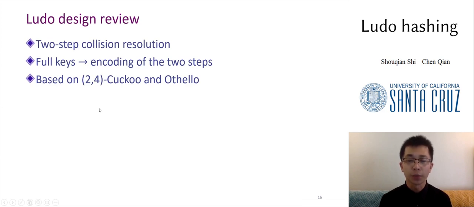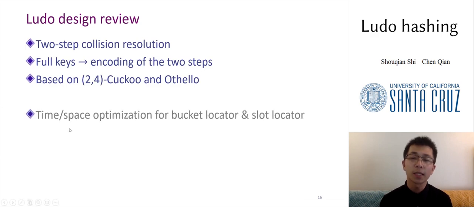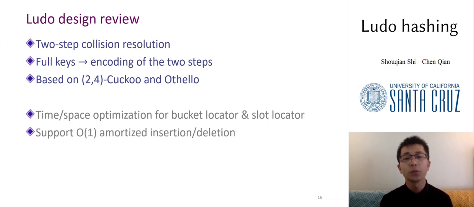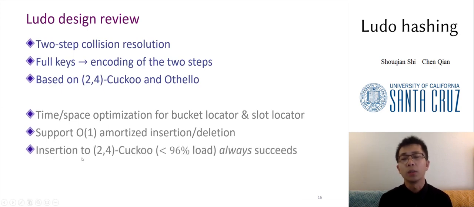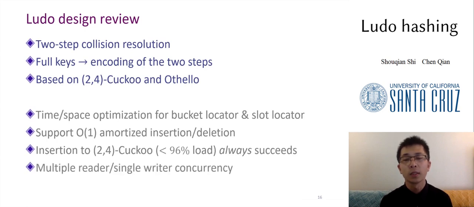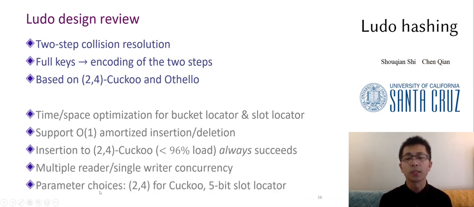Due to time limit, we skip the following topics, which are also significant and interesting: the optimizations towards both time and space for the bucket locator and slot locator, how Ludo supports constant time insertion and deletion, a theory rediscovery on why two-for Cuckoo always succeeds for insertion under a certain load threshold, how Ludo supports multiple reader and single writer concurrency, optimizations on the parameters, two global hash functions, four slots for Cuckoo, and five bits for the slot locator seeds. If you are interested in any of the above, please refer to our paper.